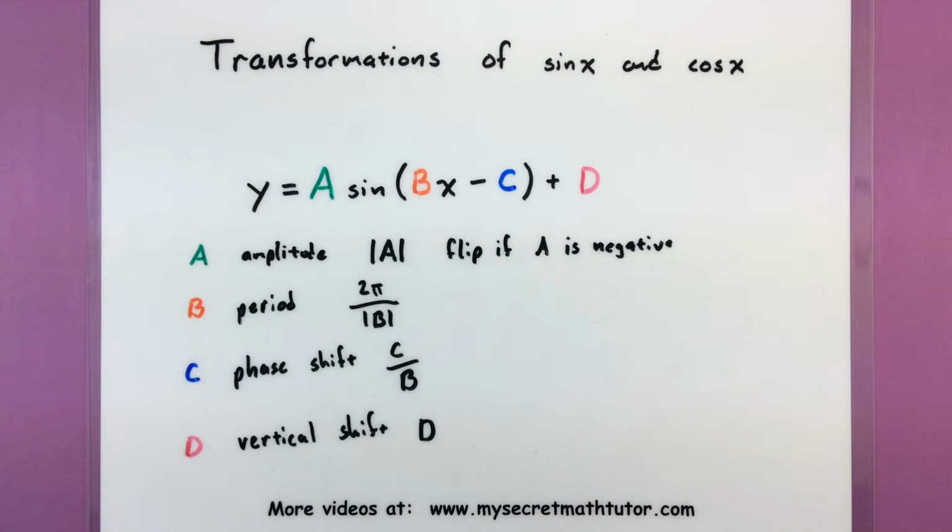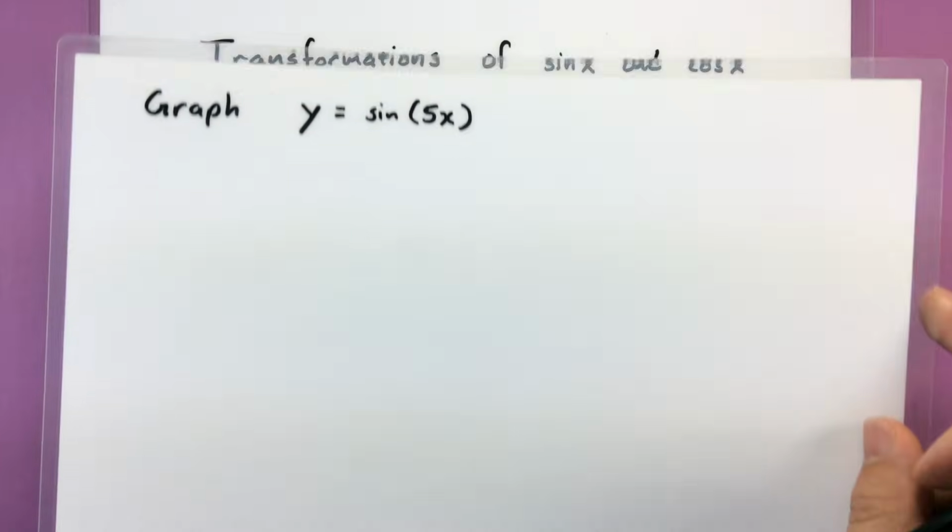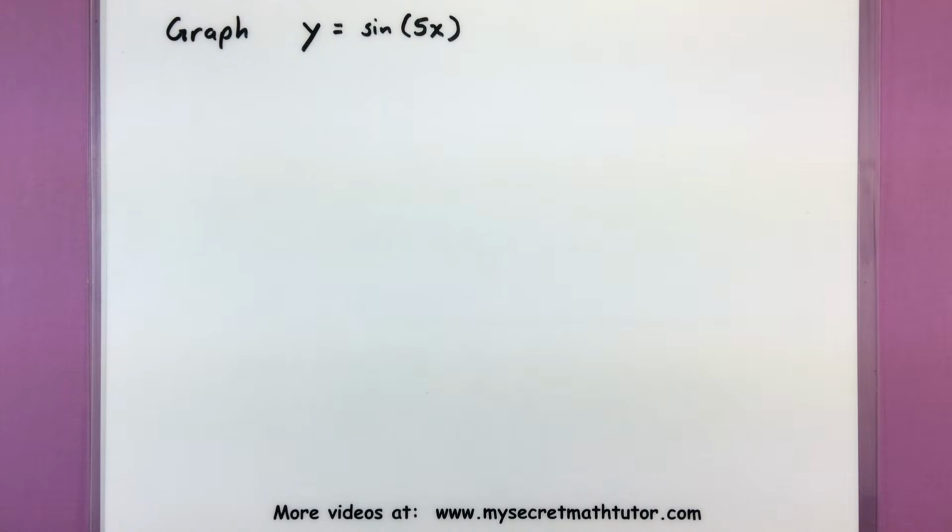All right, so now that we know a little bit about each of these parts, let's get into some examples and start reading these so we can go ahead and make a nice graph of one of our transformed functions. The first of these will be graphing y equals sine of 5x.